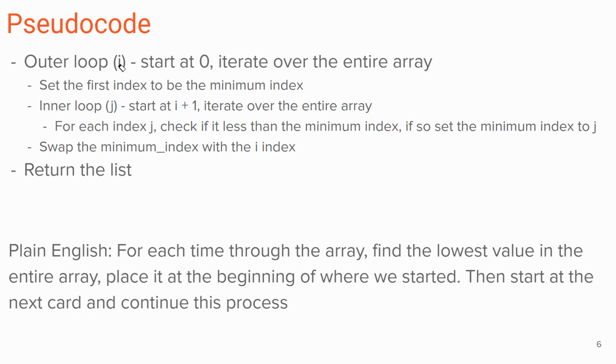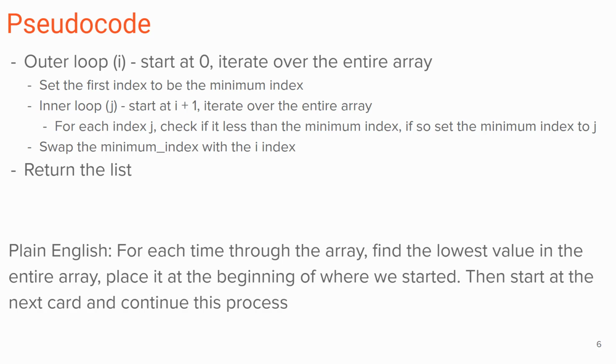I is already my minimum index, so my inner loop does not need to start at I. It can start at the next item over, which is J, or I should say I plus 1. We still iterate over the entire array, right? So this differs from bubble sort. Bubble sort, remember, went to the end of the array minus 1. We're not doing that. The inner loop goes all the way to the end of the array.